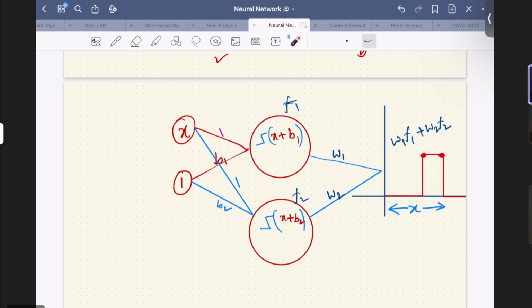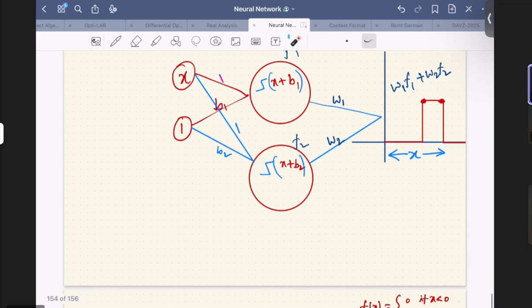Then, sir, for the output, how can we calculate the difference in this diagram, B1 minus B2? You can separate W1 F1 plus W2 F2. That will give the one output. That will be the height. How can we draw the diagram for the width?